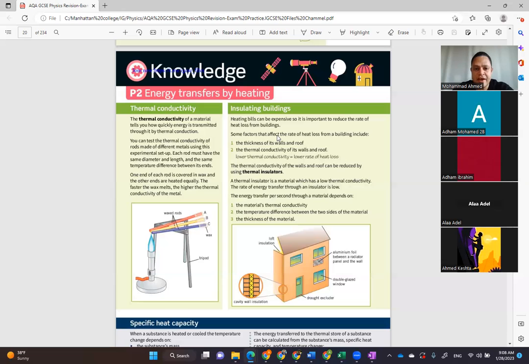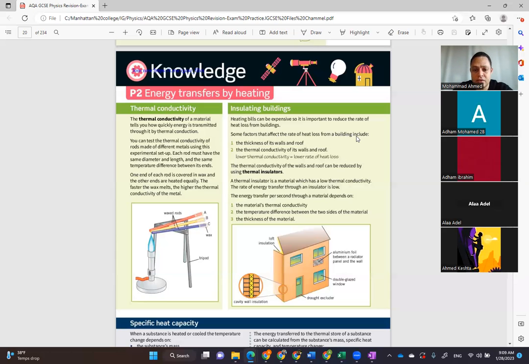Some factors that affect the rate of heat loss from a building include: number 1, the thickness of its walls and roof. Number 2, the thermal conductivity of its walls and roof. Lower thermal conductivity, lower rate of heat loss. So we need a building with low thermal conductivity.